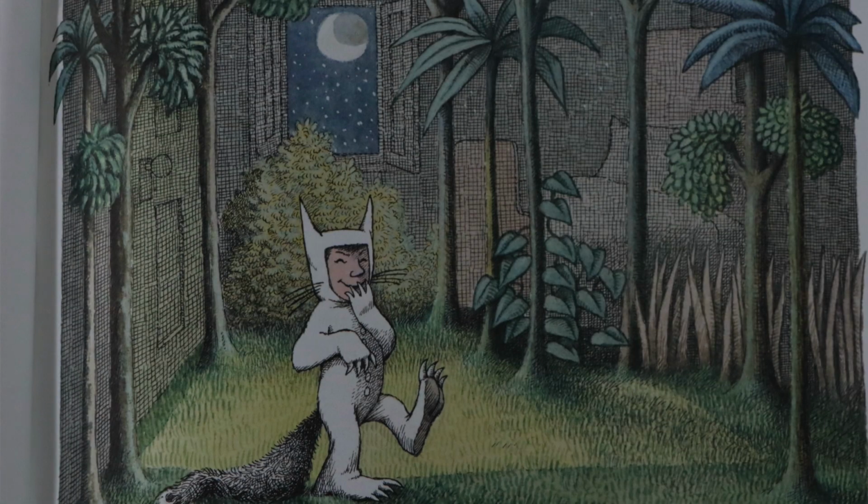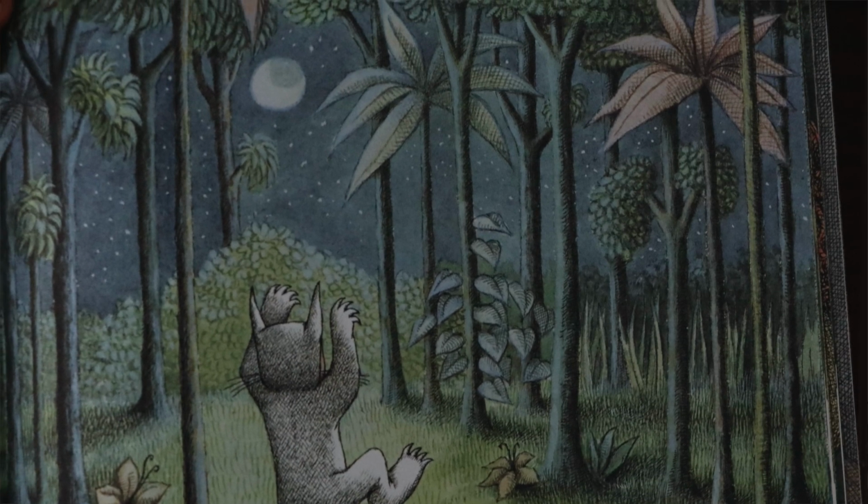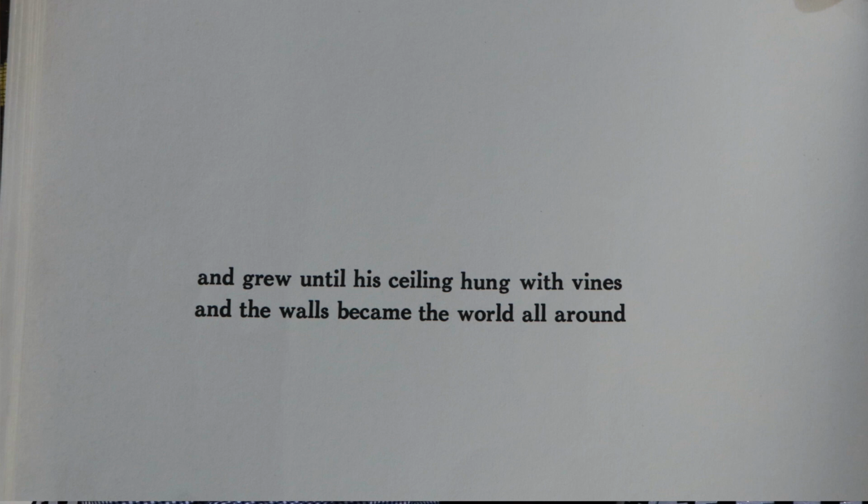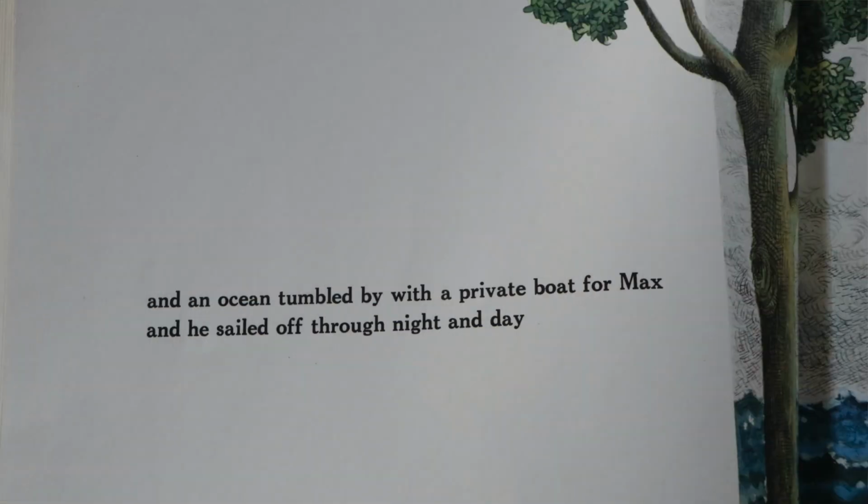And grew until his ceiling hung with vines. Vines are these like long, skinny plants that look like a rope or a string. And because they're near the ceiling, they're all near the top. With his ceiling hung with vines, and the walls became the world all around. And an ocean tumbled by with a private boat for Max, and he sailed off through night and day. All right, so he's left his bedroom, he's sailing on the ocean.